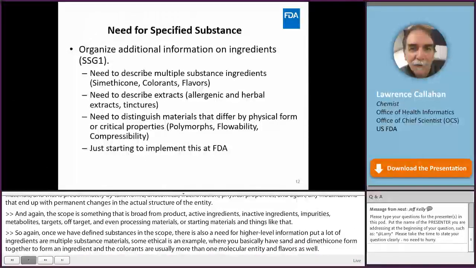If you had two different polymorphs, they're the same substance, but they'd be different at the level of specified substance group 1. And then for things like cellulose, by the flowability and compressibility, they may differ. They'd be the same substance again because they're cellulose, or microcrystalline cellulose, but they would differ by specified substance group 1 depending on their flowability or compressibility. And again, this is something we're just starting to implement at FDA.